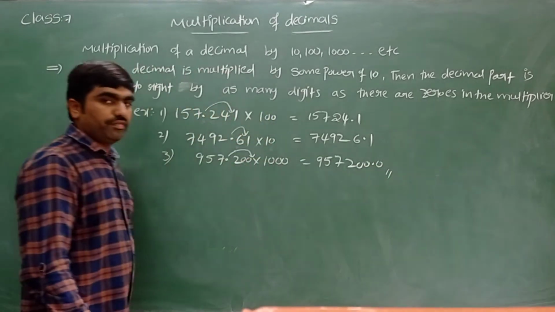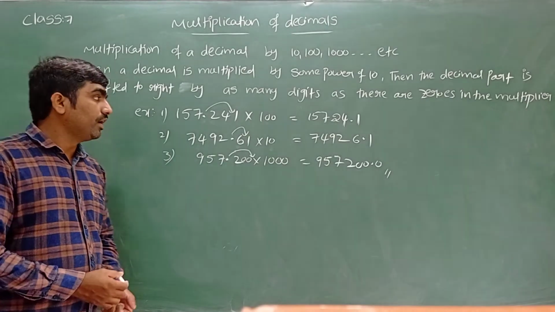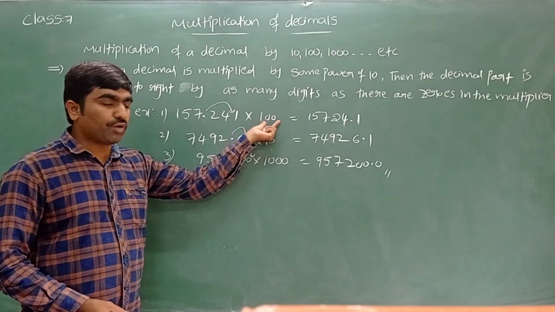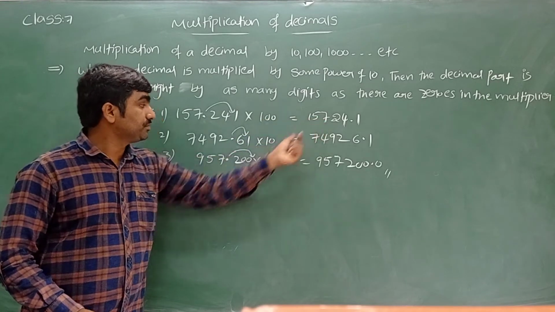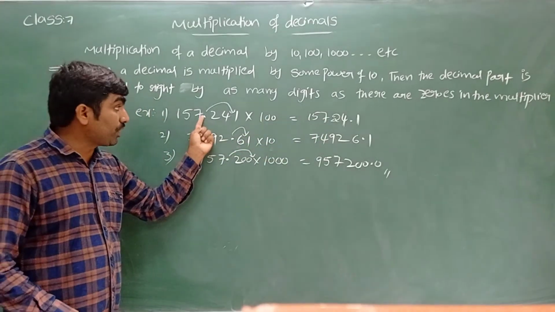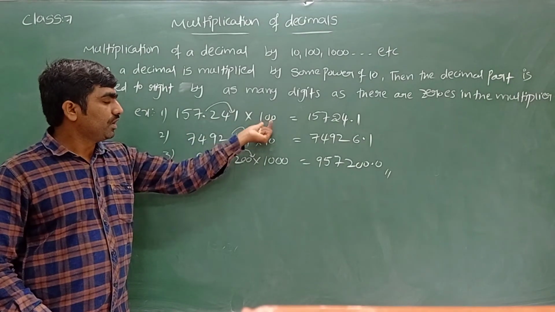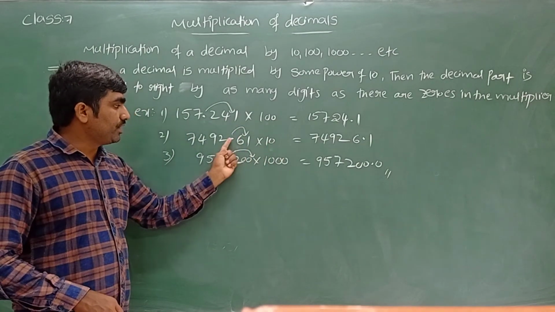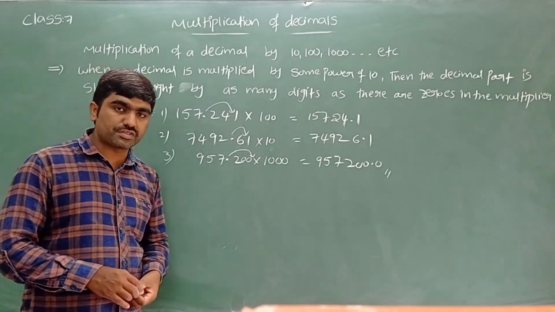That is the way we can multiply a decimal with a positive power of 10. Count the number of zeros. If the number of zeros is 2, then in the result the decimal point is shifted to the right side after 2 digits because of 2 zeros. If you have only 1 zero, the decimal point is shifted after 1 digit. Hope you understood.